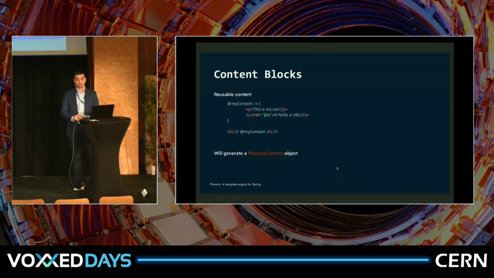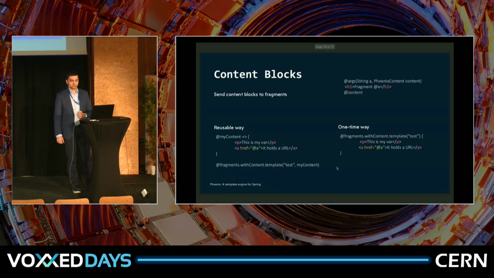I mentioned earlier content blocks. So what are content blocks? Content blocks are portions of HTML that can be reused anytime you want. In this case, I define my content where I have a simple paragraph and a link. And I can reuse it and add it multiple times on the same page. This is because these content blocks get computed into a Phoenix content object.